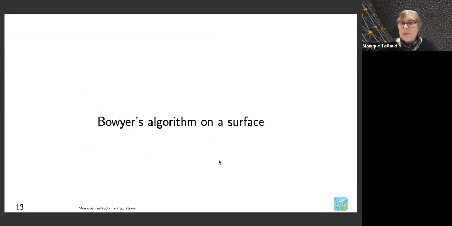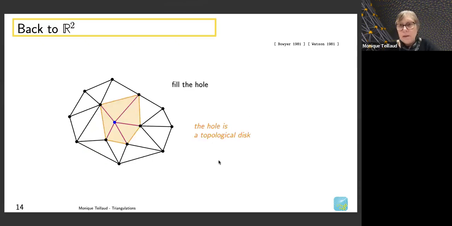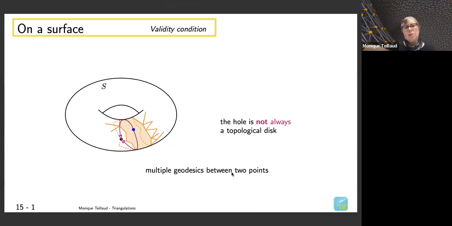So as I said, we like Boyer's algorithm for practical reasons, but it is problematic in the case of a surface. If I go back to the Euclidean case, I told you that the union of triangles in conflict, those whose circle contains a point, is a topological disk. You can star the region like this. But in the case of a surface, the conflict region can very well turn around the handle. And then you cannot just star, because to go from the new vertex to a vertex on the boundary, you have multiple geodesics. So you cannot just do that automatically with a combinatorial operation. So this algorithm does not work in the same way.